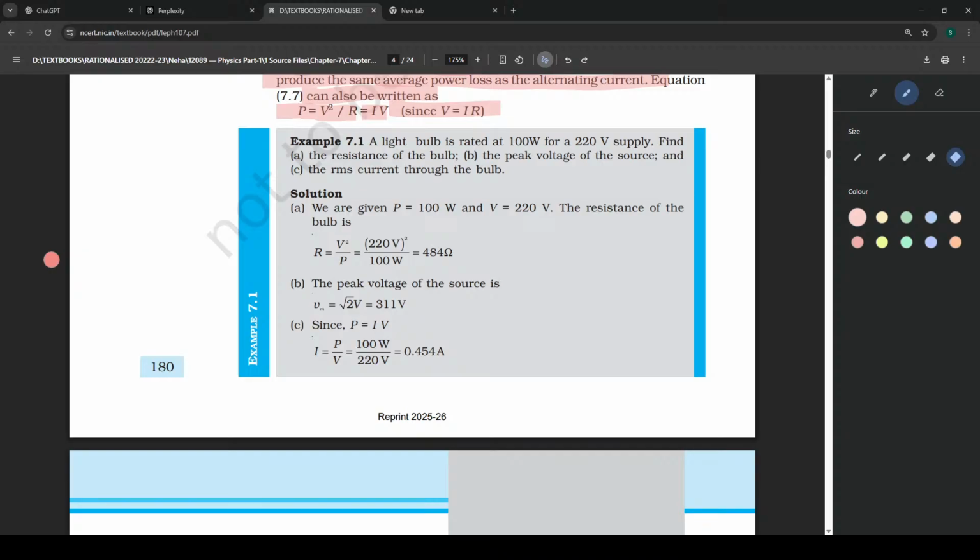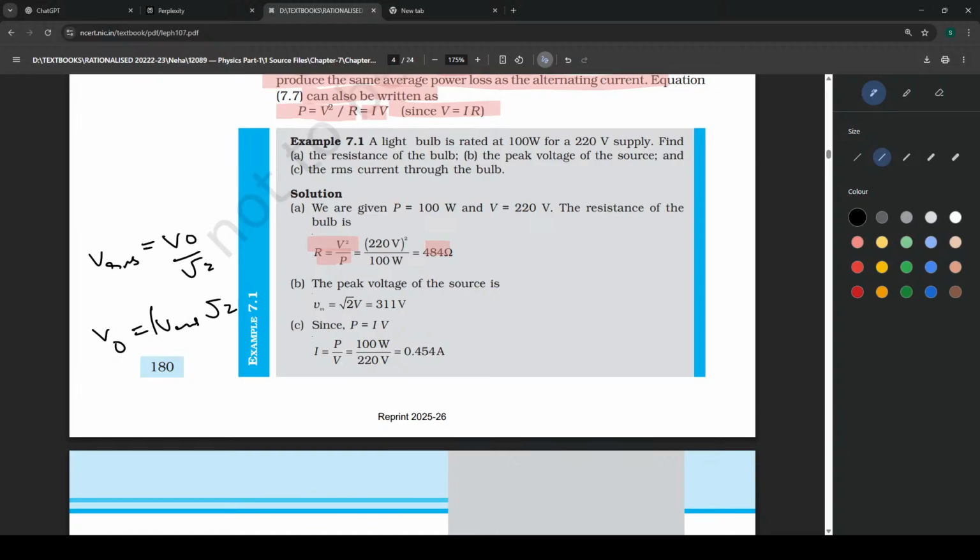We are given P equals 100 watt and V equals 220 volt. Now we know the previous formula, V square by R equals power. We substitute the values, and we will get the resistance of the bulb as 484 ohm. Now the second question, the peak voltage of the source. We know that Vrms equals V naught by root 2. When you want the peak value, V naught equals Vrms root 2. When you multiply it, you will get somewhere around 311 volt.